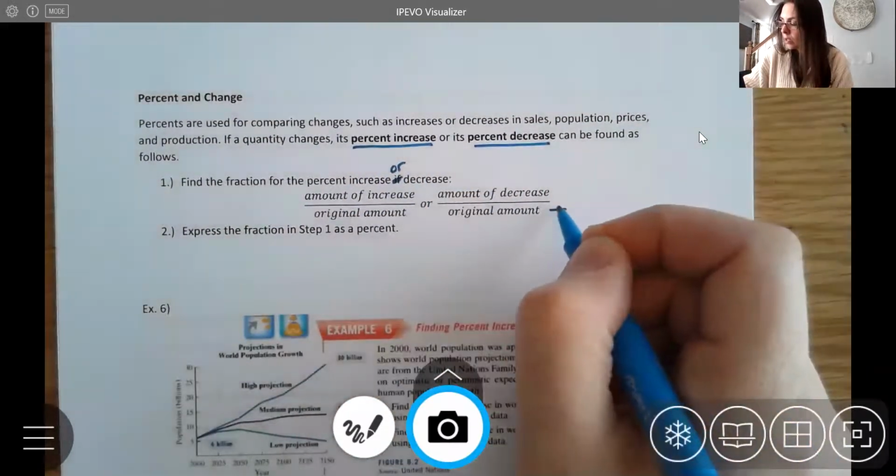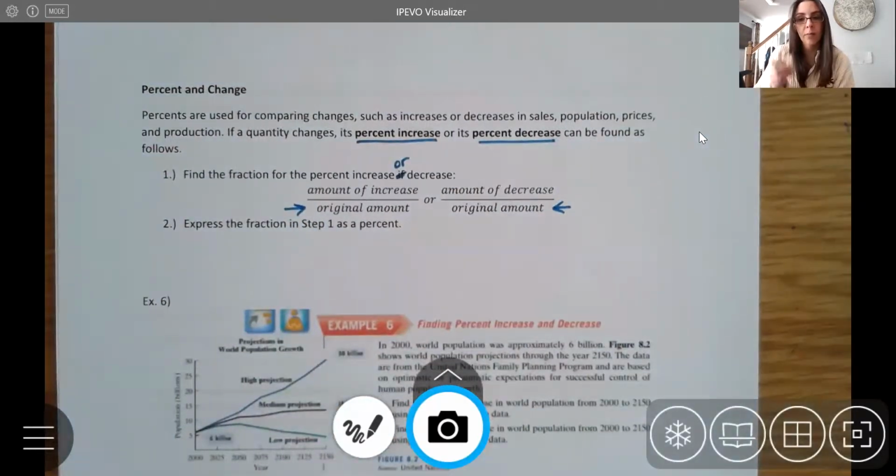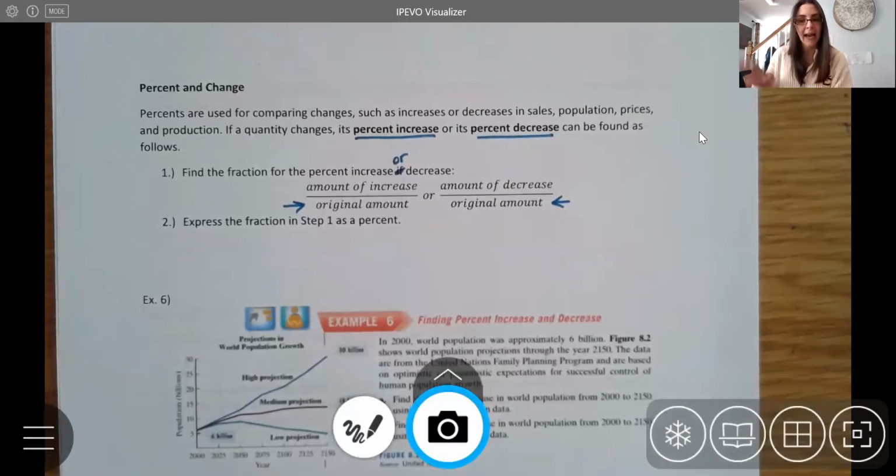Now, the thing you want to note here is you are always dividing by the original, and this is really important. This is something that gets mixed up often. When you're dividing, it has to be by the original amount. It doesn't matter whether the original amount is more or less, it has to be the original amount in the denominator when you're dividing.